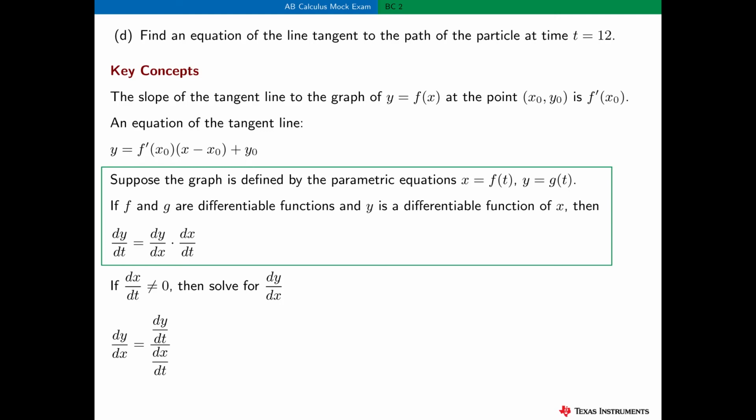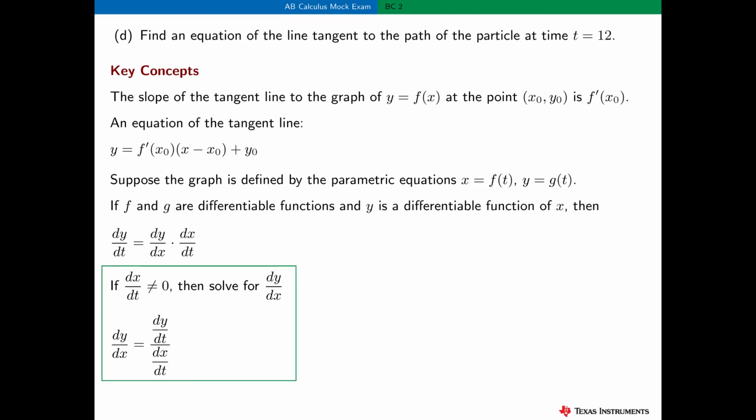Suppose we want to find an equation of the line tangent at a point on the graph defined by the parametric equations x equals f of t and y equals g of t. If f and g are differentiable functions, and y is also a differentiable function of x, then we can use the chain rule to find the derivative of y with respect to t.